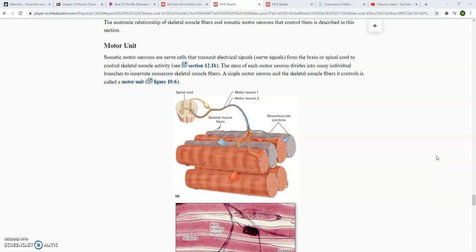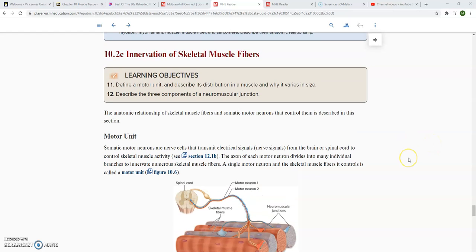Okay, A&P1 students, in this video we are going to finish talking about the skeletal muscle anatomy. And we want to do that this week so that we can understand the physiology that we'll talk about next week. Okay, so recall that our skeletal muscle cells are innervated, which means that they have numerous nerves bringing nerve impulses to them to stimulate them to contract.